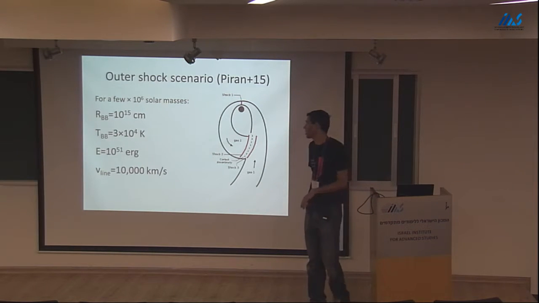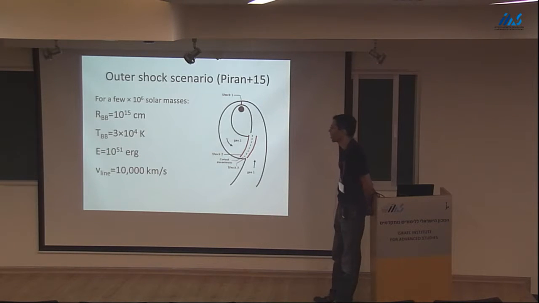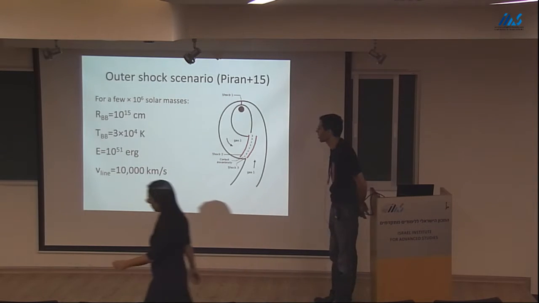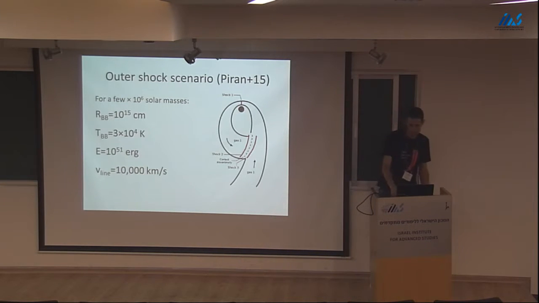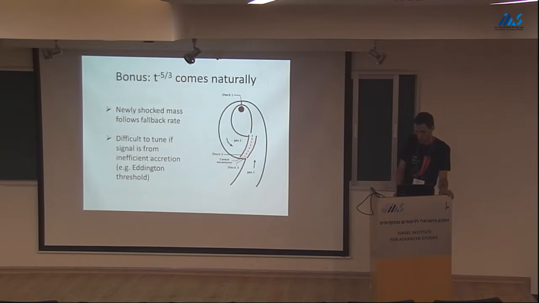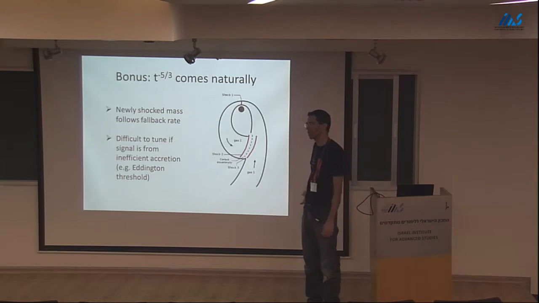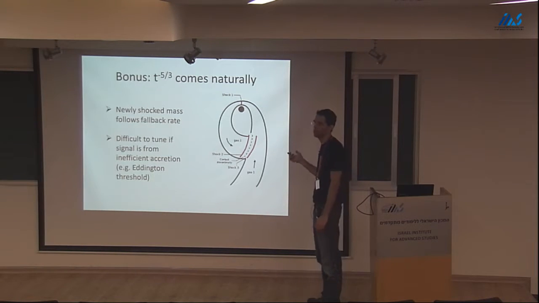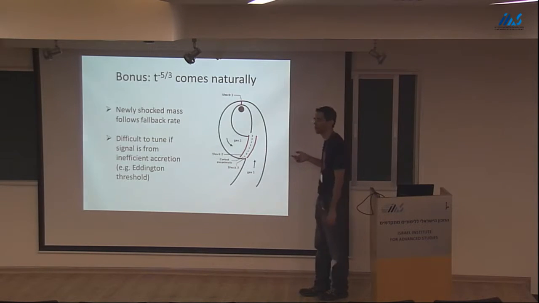We had a black body radius of 10^15 centimeters, a black body temperature of 3 times 10^4 Kelvin, a total energy of 10^51 ergs, and a line velocity of 10,000 kilometers per second. And this is indeed what we usually see in most candidates. In fact, there is even a bonus, because if what gives this signal is the outer shocks, then we naturally get a t^(-5/3), because the shocked material simply follows the mass fallback rate.